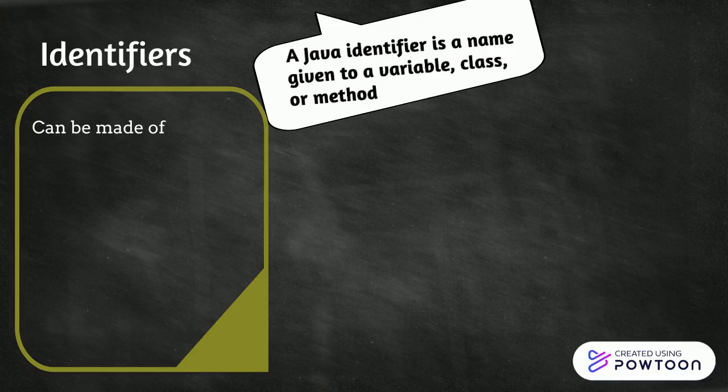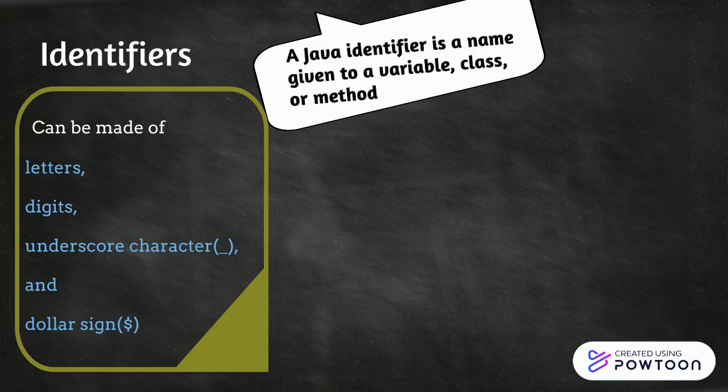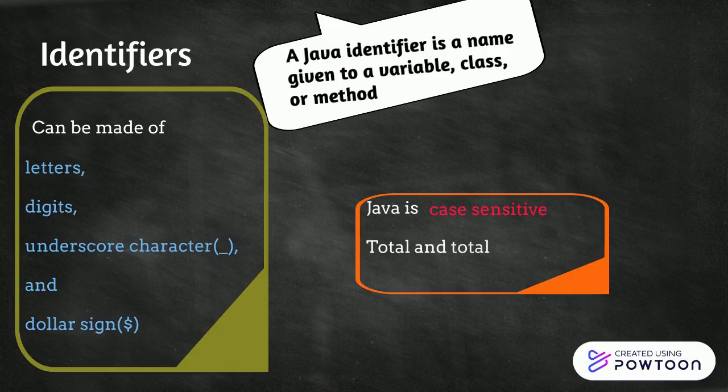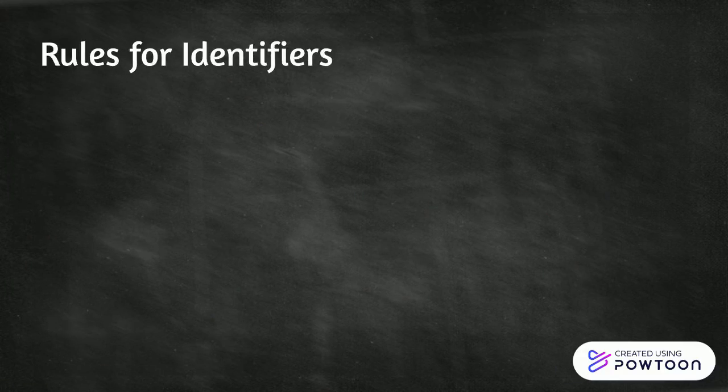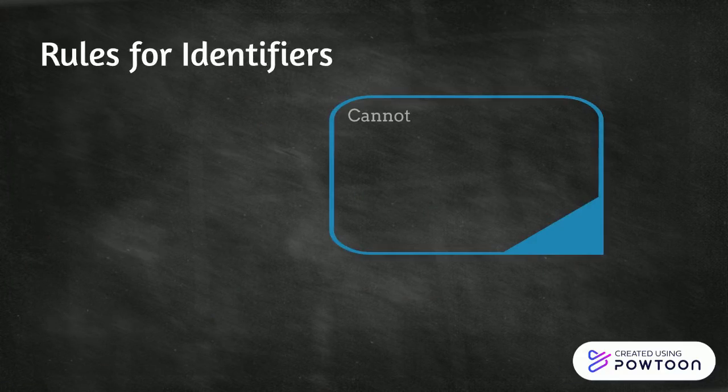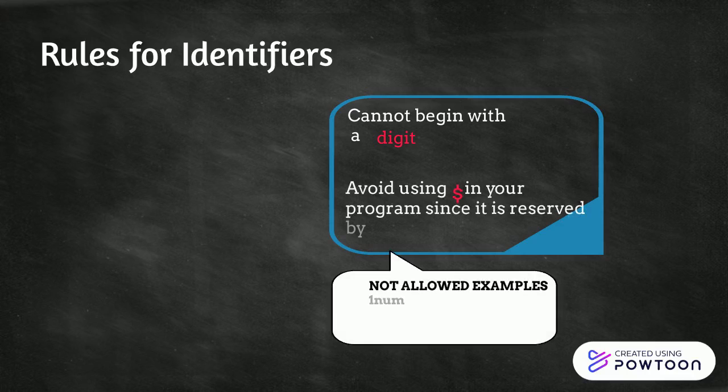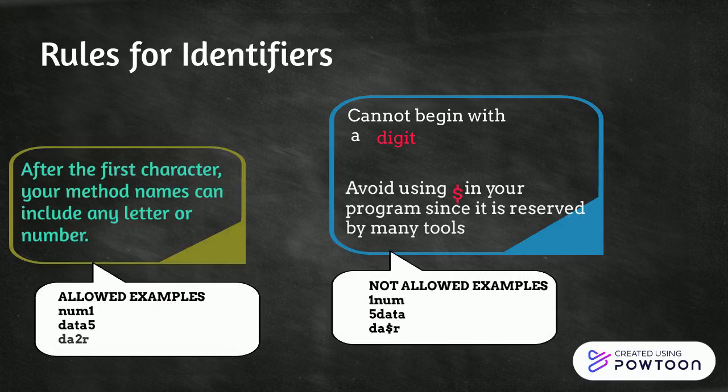Identifiers can be made of letters, digits, underscore character, and $ sign. Remember that Java is case sensitive. Continuing with the rules, remember that an identifier cannot begin with a digit. Also, avoid using $ in your program since it's reserved by many tools. After the first character, your method names can include any letter or number.